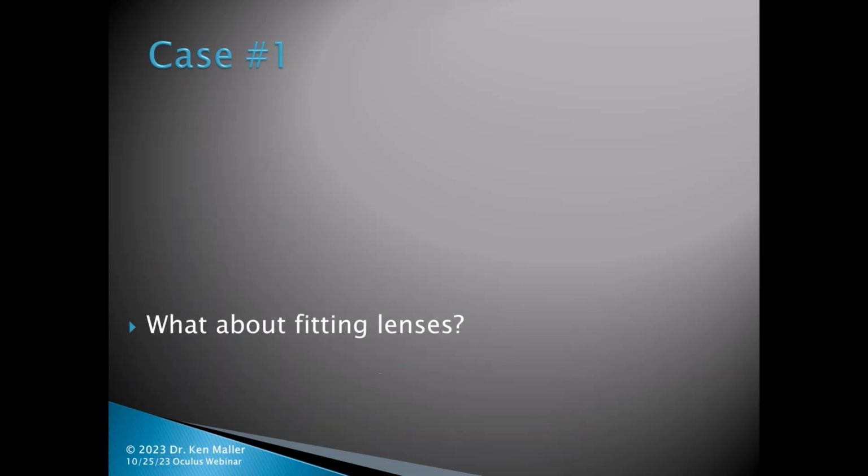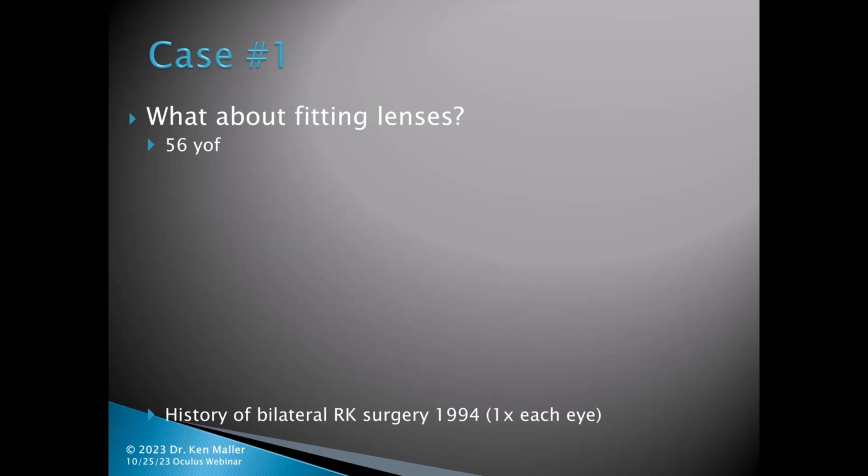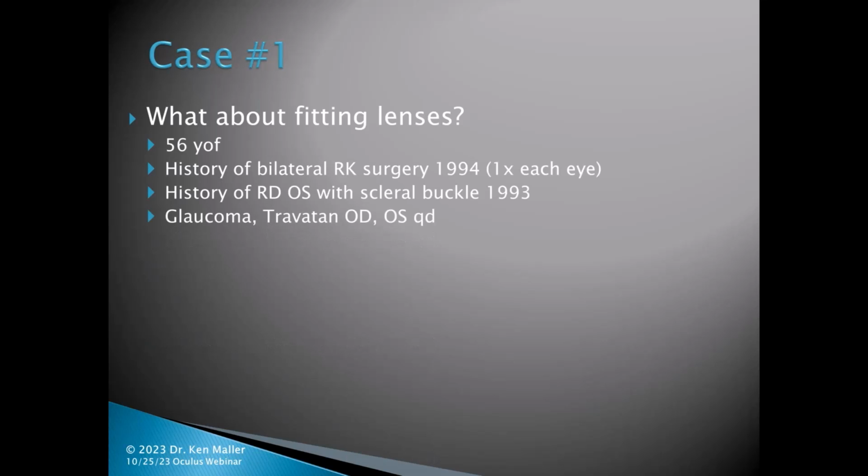All right, so let's move on. Here's case one. So what about fitting lenses from all of this wonderful data? Well, we have a 56-year-old female, and she had a history of bilateral RK surgery back in 1994, only one time in each eye. And she had a history of retinal detachment in the left eye with a scleral buckle in '93. That was the year before. She also has glaucoma. She's on Travatan, OD and OS each day.